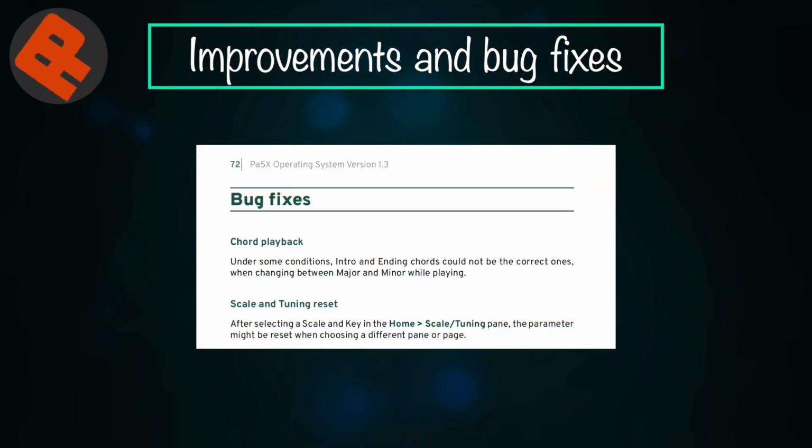Bug fixes. Chord playback. Under some conditions, intro and ending chords could not be the correct ones when changing between major and minor while playing. Scale and tuning reset. After selecting a scale and key in the Home Scale Tuning pane, the parameter might be reset when choosing a different pane or page.